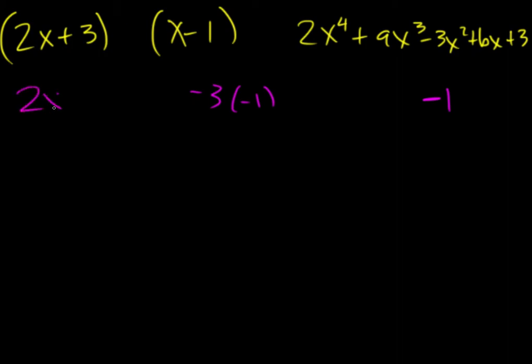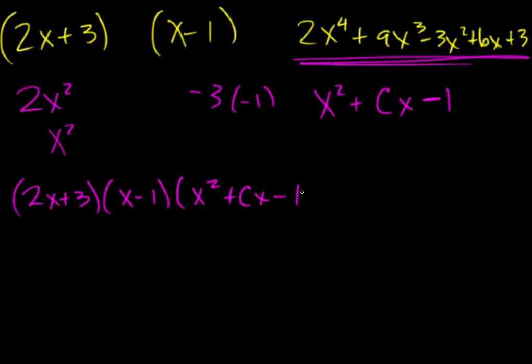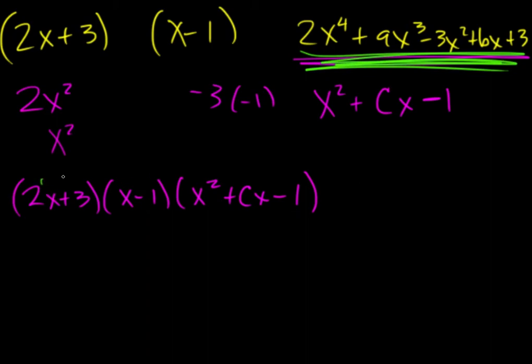And if we multiply the first ones, we're going to get 2x squared. We're missing an x squared term, so we know it needs to be multiplied by x squared. And then there's going to be some number in between. So this could be represented by (2x plus 3)(x minus 1)(x squared plus cx minus 1). So that's equal to the thing underlined in green. Now we introduced another constant, but we don't really know what that is, so we just had to do that. Okay, now we're going to multiply this out.